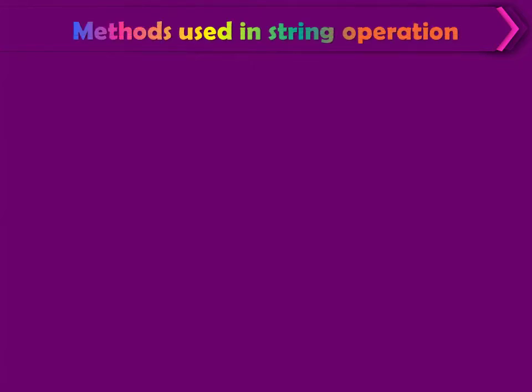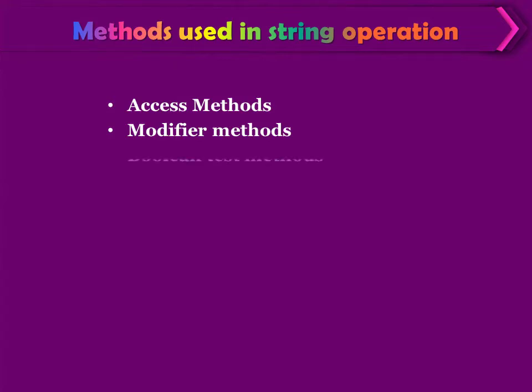Methods used in string operation. Access methods. Access methods are written up to but not including. That is simply length, charAt, getChars, toCharArray, valueOf. The next one is modifier methods. That is, we can do some modification in a string. Examples: concat, replace, trim, toUpperCase, toLowerCase.